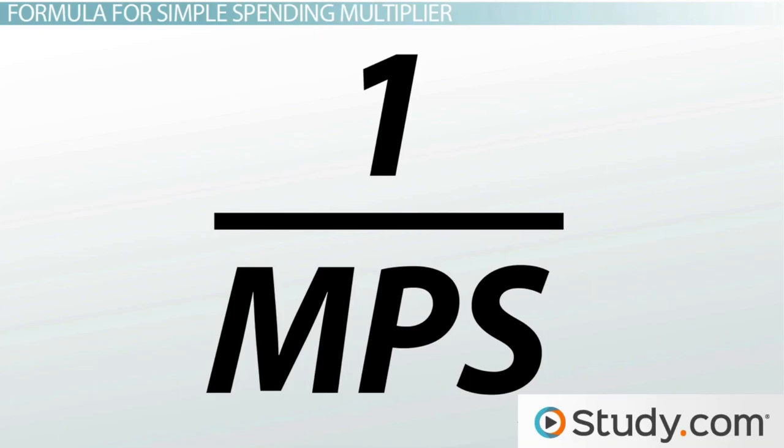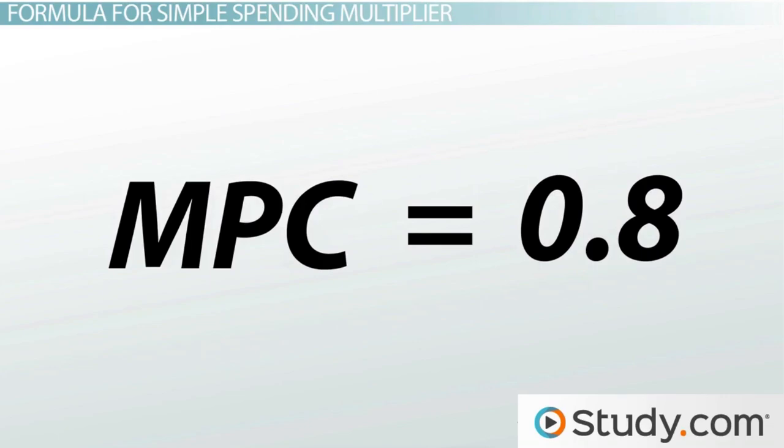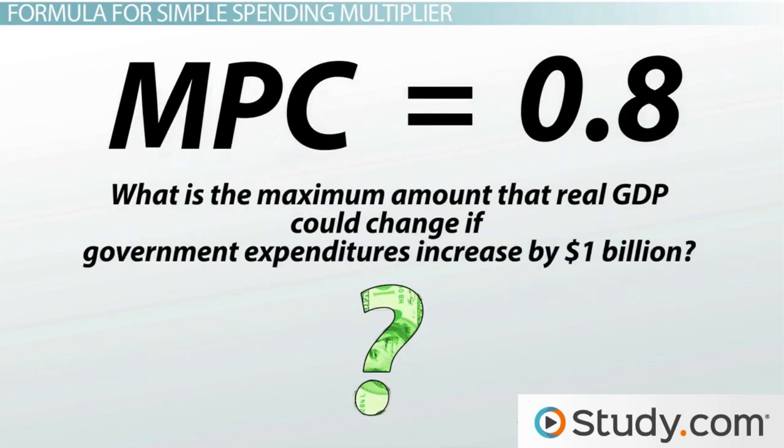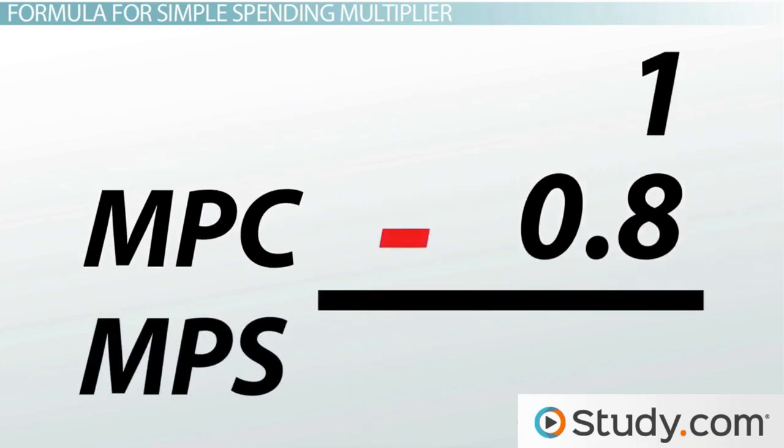Assume that the marginal propensity to consume is 0.8, which means that 80% of additional income in the economy will be spent. What we want to know is, what is the maximum amount that real GDP could change if government expenditures increase by $1 billion? So first we find the marginal propensity to save, which is always 1 minus the marginal propensity to consume. The marginal propensity to consume is 0.8. So 1 minus the MPC is going to be 1 minus 0.8, which is 0.2.